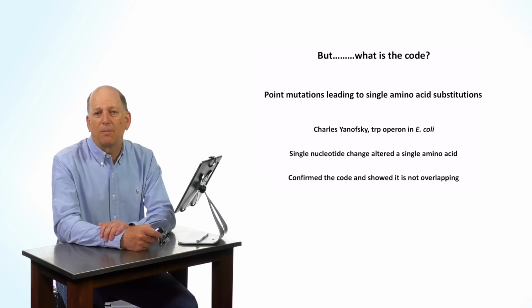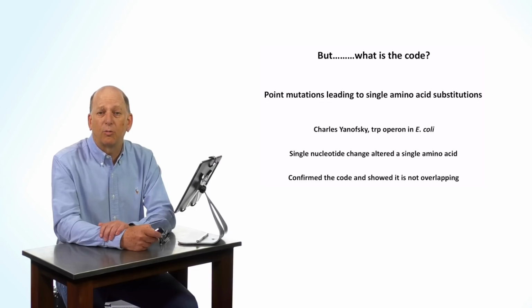Up to this point, all of this was worked out in vitro. Charlie Yanofsky showed that the in vitro predictions held in vivo, demonstrating that point mutations led to a predictable change in a single amino acid in the TRP operon in E. coli, which encodes the tryptophan biosynthetic enzymes. These studies then again showed that the genetic code is not overlapping, as only 1 rather than 3 amino acids were changed by a point mutation.